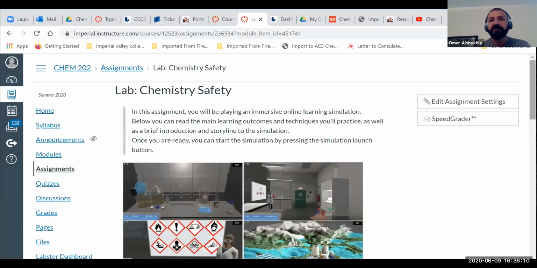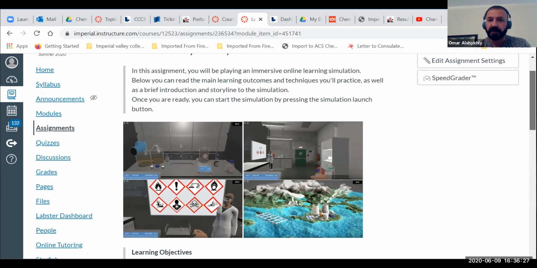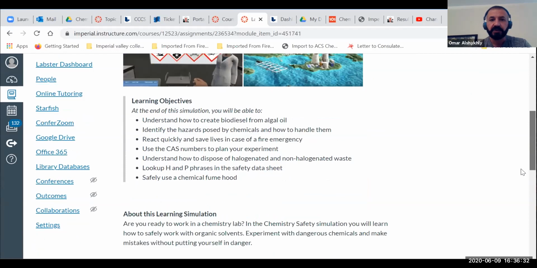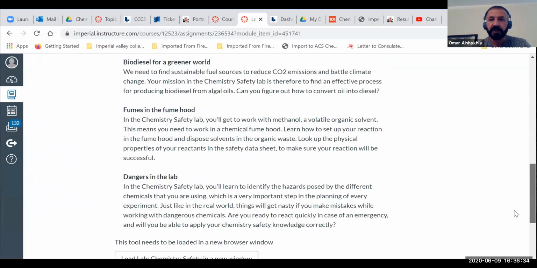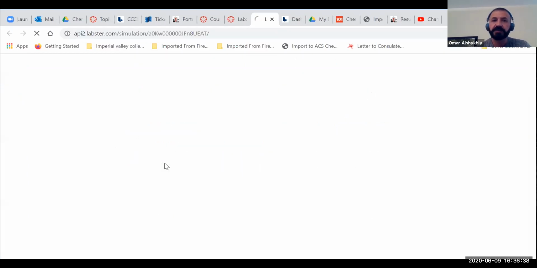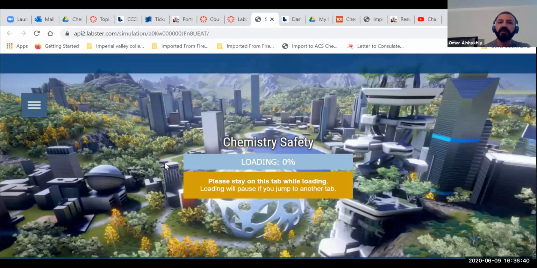Here, you have to do the lab. Some experiments you have to do through the Labster program, which is a virtual lab. Some you have to do in a Word file, fill in data, do the calculation. So this one, for example, is the lab safety. You will go through it in Labster. Click here, load lab. It will take you to Labster.